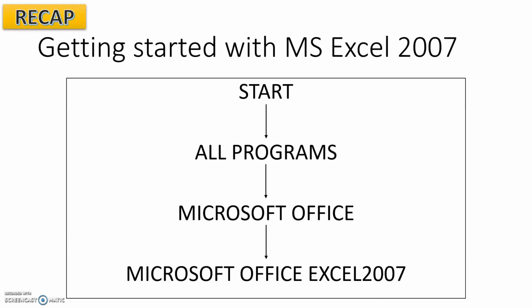Let us see the recap. Getting started with MS Excel 2007. Click on Start menu. Then select All Programs and then select Microsoft Office and then select Microsoft Office Excel 2007. Here is one more method. You can directly click on MS Excel 2007 icon.